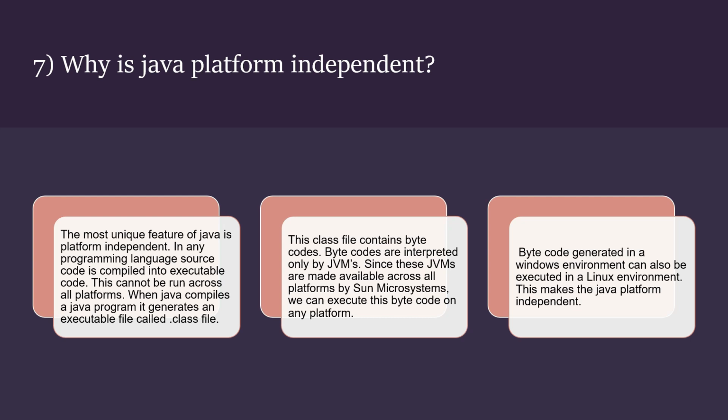program, it generates an executable file called a class file. This class file contains bytecodes. Bytecodes are interpreted only by JVMs. Since these JVMs are made available across all platforms by Sun Microsystems, we can execute this bytecode on any platform. Bytecode generated in a Windows environment can also be executed in a Linux environment. This makes Java platform independent.